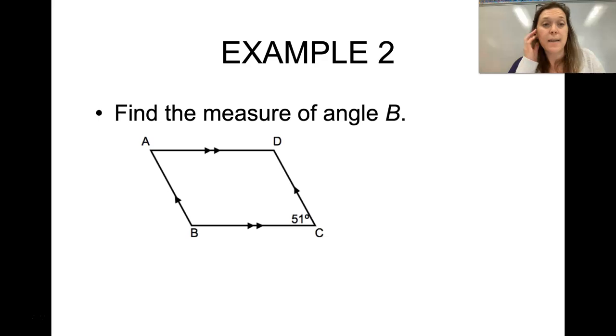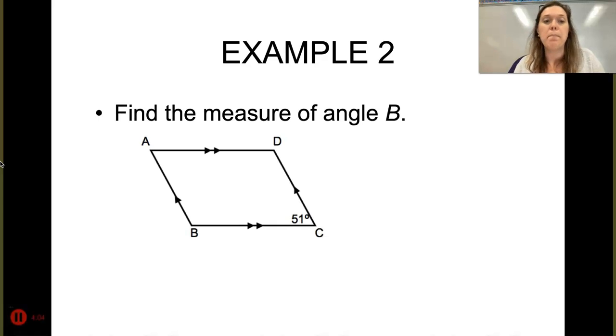So looking at this example, find the measure of angle B. Well, angle B is here. The only other angle we have is C. They are not opposite of each other, so they cannot be equal, which makes sense of that. C clearly is acute. B is clearly obtuse. So there is no way that you will ever have an acute angle equal to an obtuse angle. So we know that they have to be supplementary.